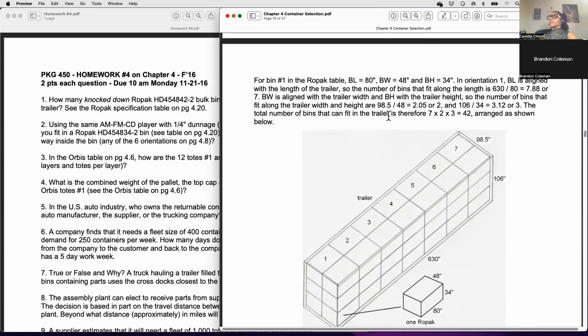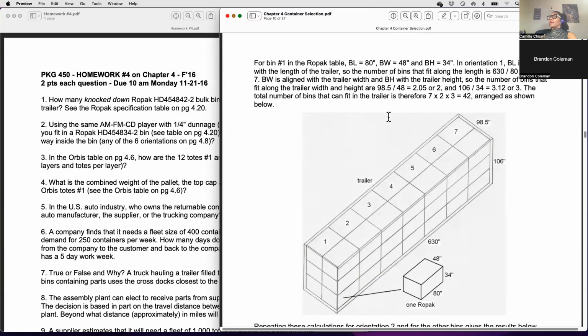Then the next one you're going to take is the 98.5 and divide that by 48. So you're going to take this dimension, which is the width of the trailer, divided by the width of the box. And you get 2.05. So this is telling you that you can get 2 in this direction. And then the third one is taking the height, the 106, of the trailer, and dividing it by 34. And you get 3.12. Again, you round that down to 3.